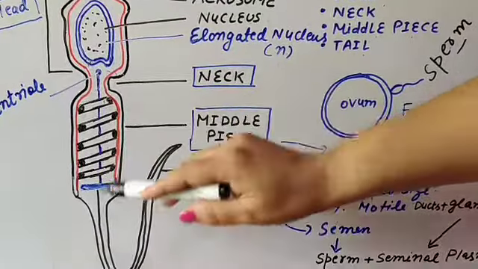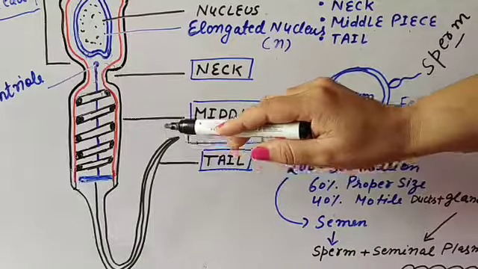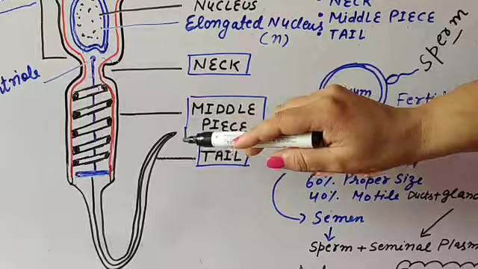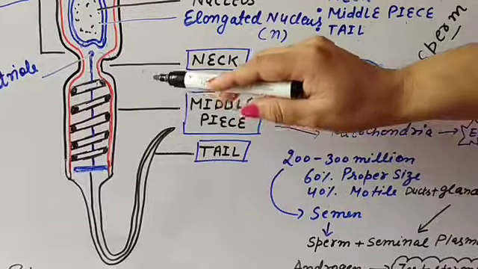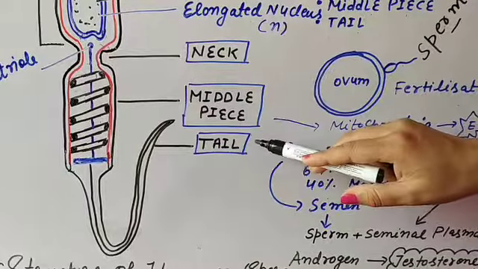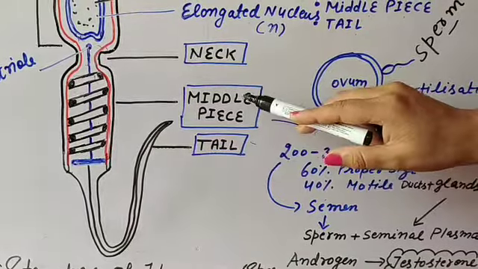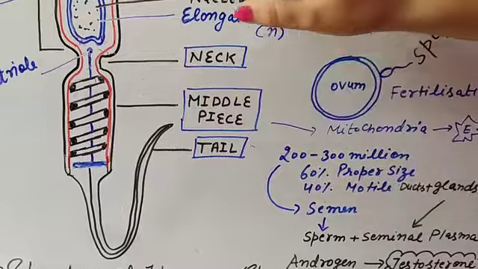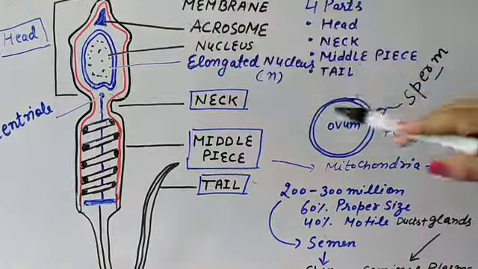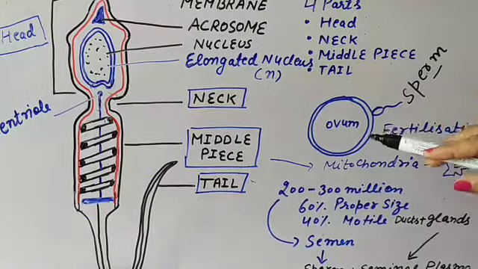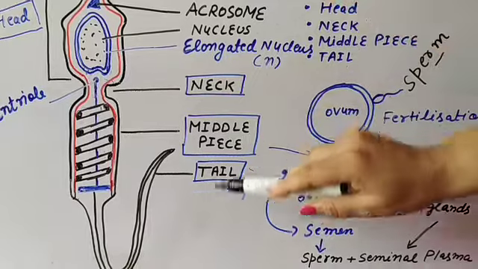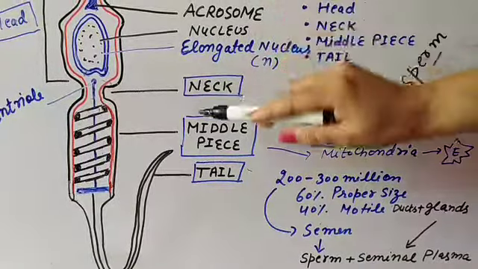Then we have the tail. The tail provides the motility to the sperm. With the help of the tail, the sperm can move. So motility is provided by the tail, the middle piece provides the energy, and in the head portion the acrosome helps to dissolve the layer of the ovum. So these are the different parts of the human sperm.